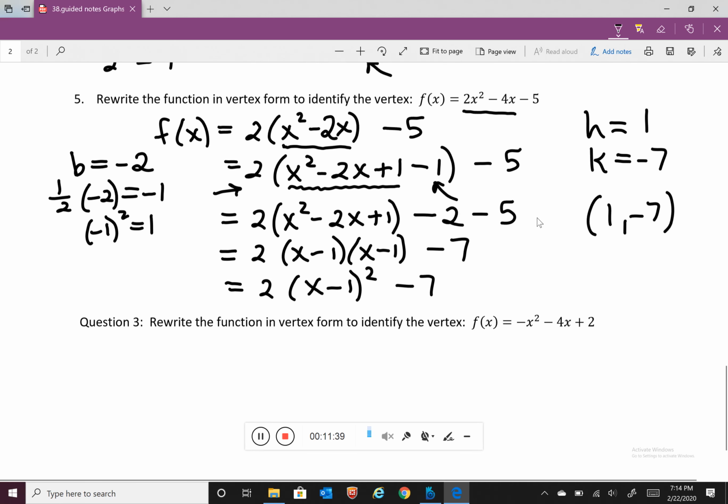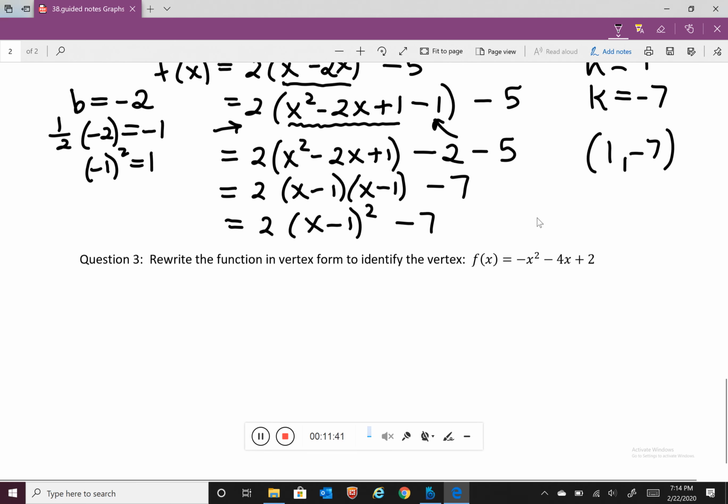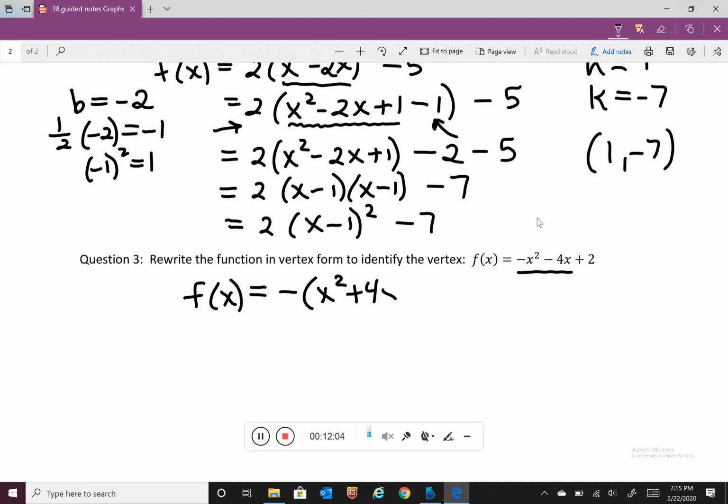And I'm going to lead you a bit more than I usually do for rewriting this function in vertex form so that you can identify the vertex. I'm going to start you out with recognizing that we have a negative that we need to factor out. So that gives us the negative of the quantity x squared plus 4x and then plus 2.